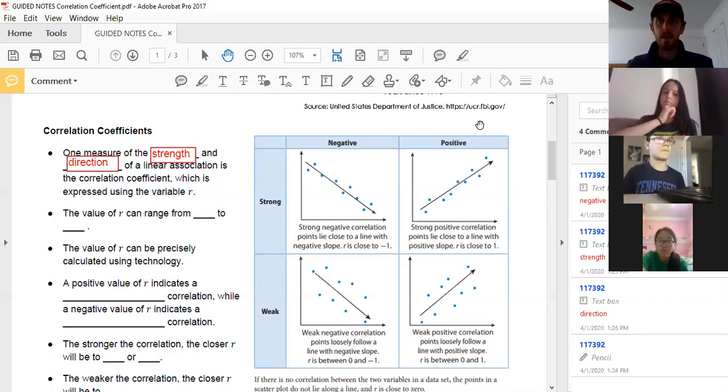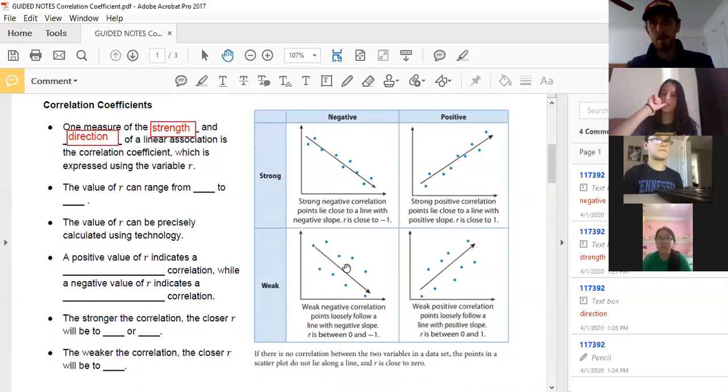Okay. On the opposite end, we got all the dots that are really close. That makes it strong. And the line is going up, which makes it positive, right? So we got a strong positive there. Okay. Here you can see that the dots are a little bit looser, so it's a weaker fit, still going down. And then weaker fit, but going up there. Okay. Does that make sense?